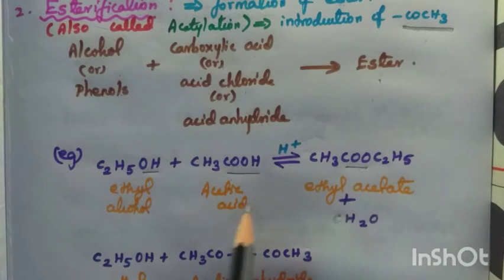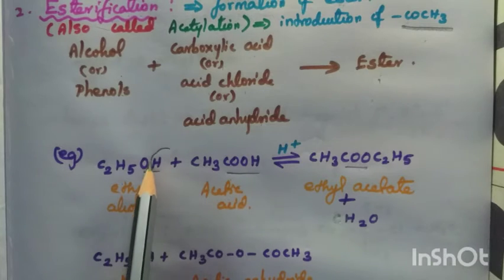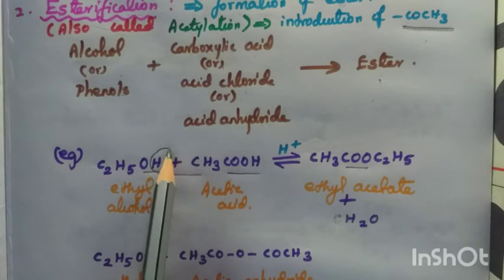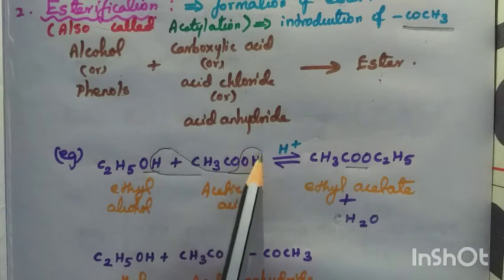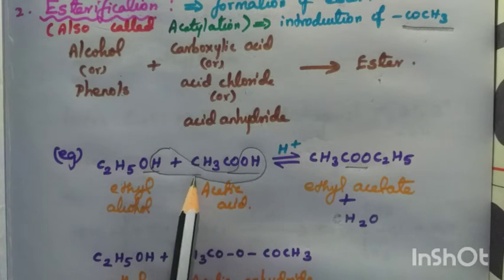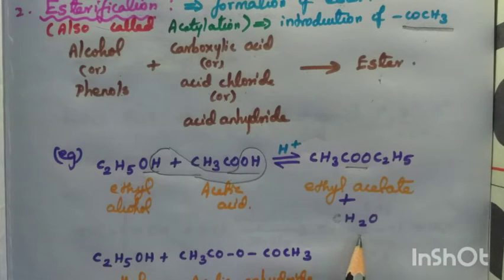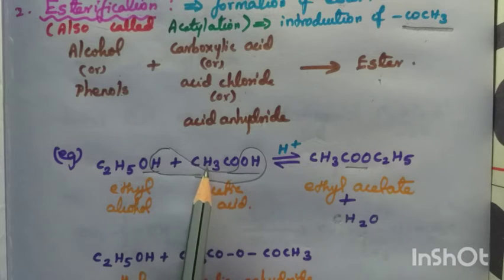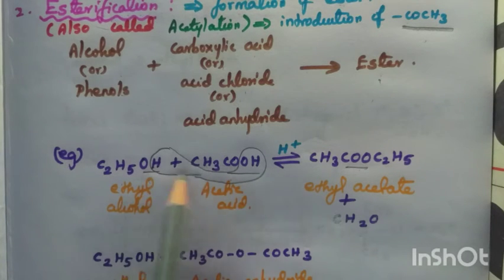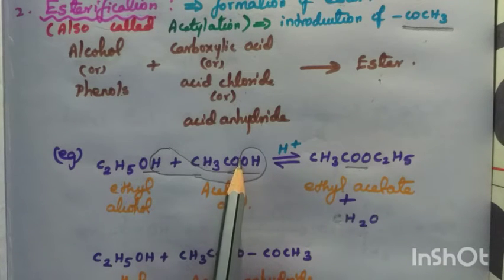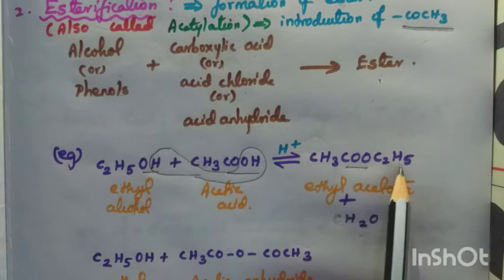How does this reaction take place? This hydrogen, the alcohol hydrogen, and the OH group in the acid go out as a water molecule. The remaining COCH3 group comes and adds here, giving CH3CO, OC2H5.